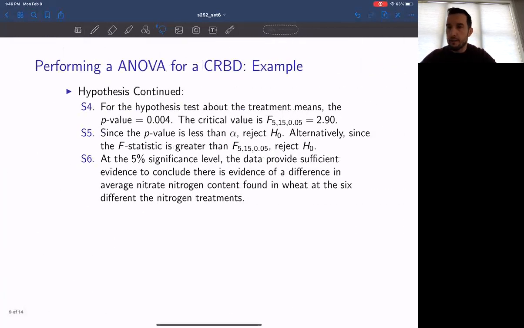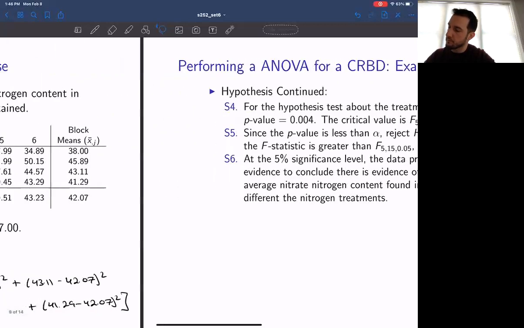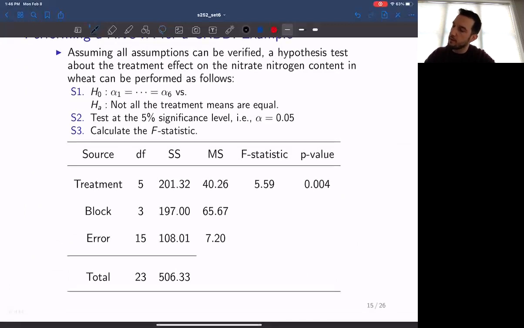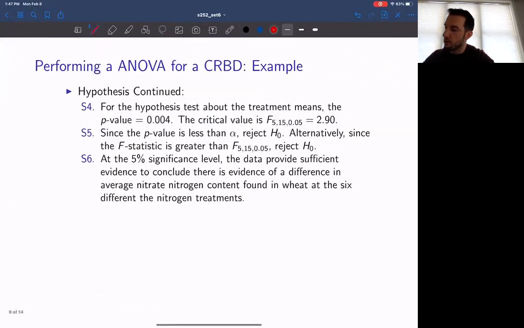Okay, so on step 4, the p-value is 0.004. The critical value is going to be an F value on 5, 15, and 0.05. So notice that the critical value takes the DF for the treatment, the DF for the error, and then it takes the significance level. So this would just be found using the F table, the same way that we have seen before.